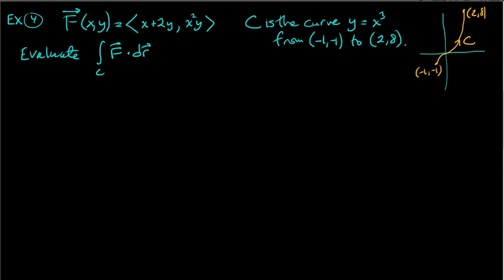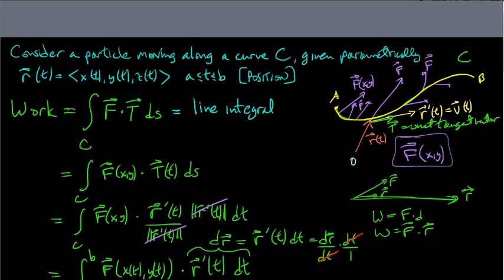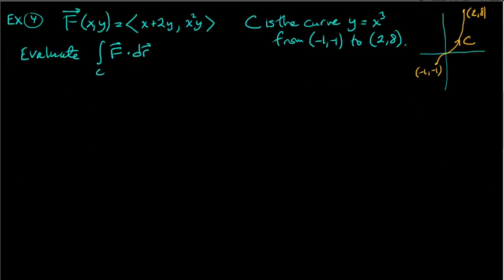2 cubed is 8, right? So here's the little graph of the curve here. And I'm not going to try to draw the vector field. Just imagine a picture where at each point on the curve you have a vector, but it's going to be pretty difficult to graph this one. And we want to evaluate this line integral of F dot dr. Remember, F is the vector field, and dr is essentially a little tangent vector at each point on the curve, right?